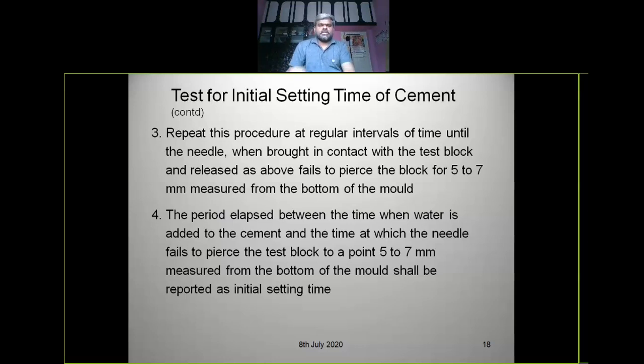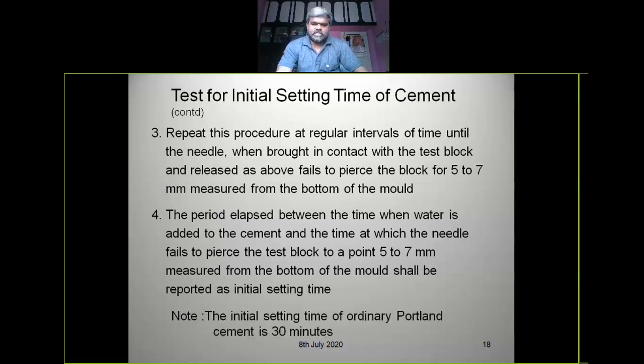Same like normal consistency. When the needle is tried to pierce up to 5 to 7 mm, which is measured from the bottom of the mold, but here the percentage of water is different, right? The initial setting time of ordinary Portland cement is 30 minutes generally.